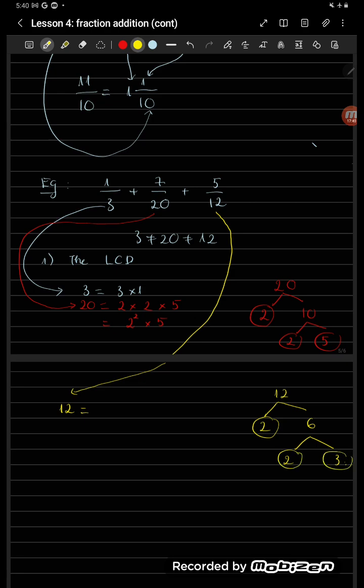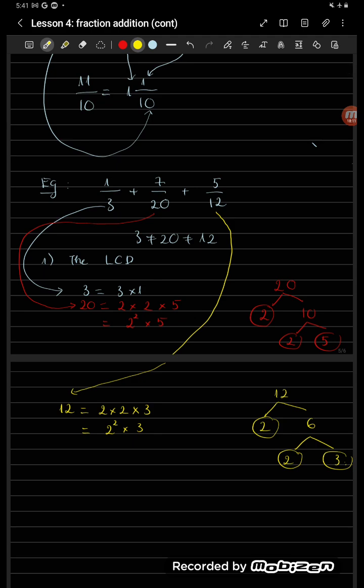Just circle them. Okay. So how many number 2s? 2 number 2s. So write 2 times 2. How many number 3s? 1 number 3. Just write 1 number 3. And because we have two number 2s, you can write it as 2 power of 2 times 3. Here, the highest power of 2 is 2, and the highest power of number 3 is 1, because we only have one number 3.